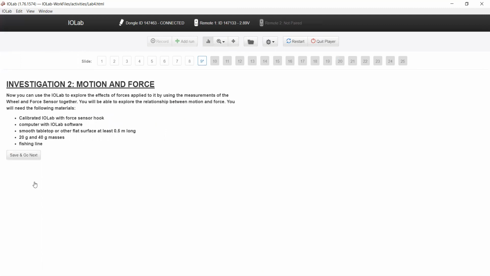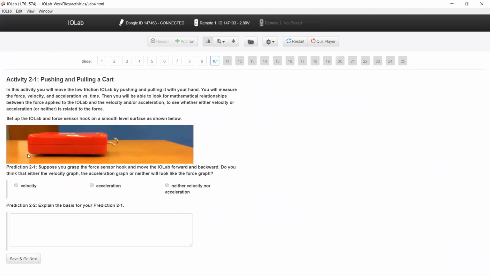Investigation of motion and force. So we'll need 20 gram, 40 gram, and a 0.5 length long ramp. Okay, what's going on in this activity? So they want us to use the IOLab. We'll set up like this.